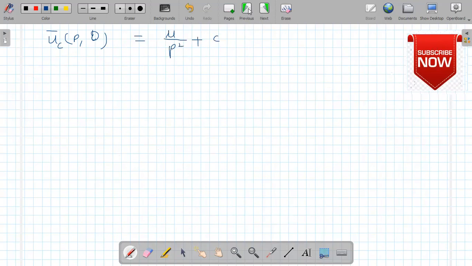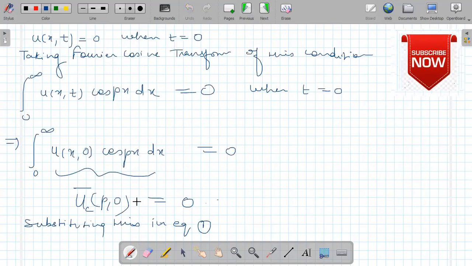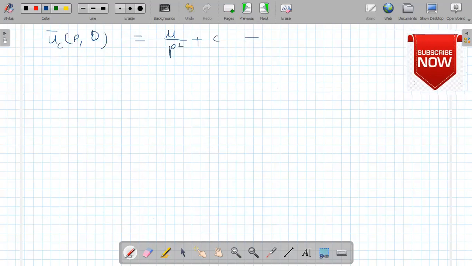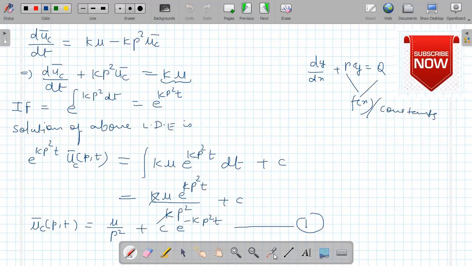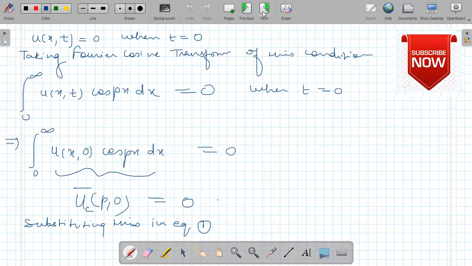And this is equal to 0 because of this condition. u C bar p, 0 is 0. So we put it equal to 0, so that the value of C is μ upon p square. अब ये वैल्यू हम इस इक्वेशन में सब्स्टिट्यूट कर सकते हैं, इक्वेशन नंबर 1 में.